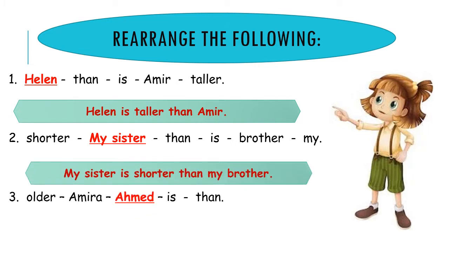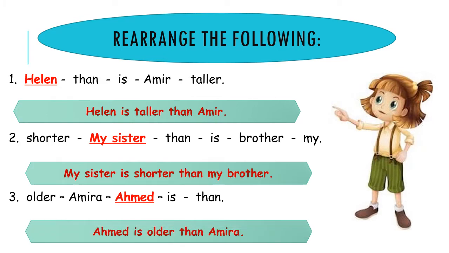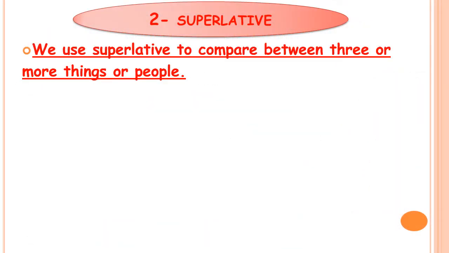Number 3, older. Amira, Ahmad is than. Start with Ahmad. So Ahmad is, the adjective plus er. Ahmad is older, plus than. Ahmad is older than Amira. And full stop. Very good. And now let's move to our next part, which is superlative.